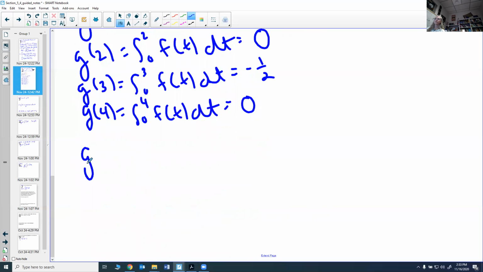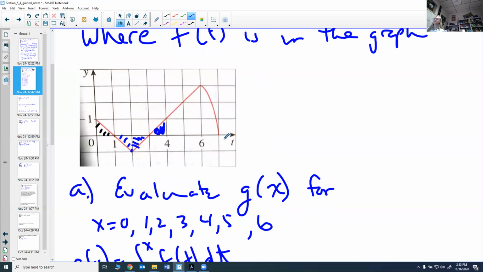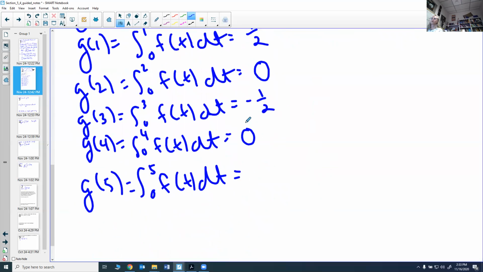G of 5 is the integral from 0 to 5 of f of t dt. So we went from 0 to 1 to 2 to 3 to 4. Now we have from 5. So this is going to equal, adding these all, again, these two canceled, these two canceled. So it's now this 1 plus this half. So 1.5. So 3/2.